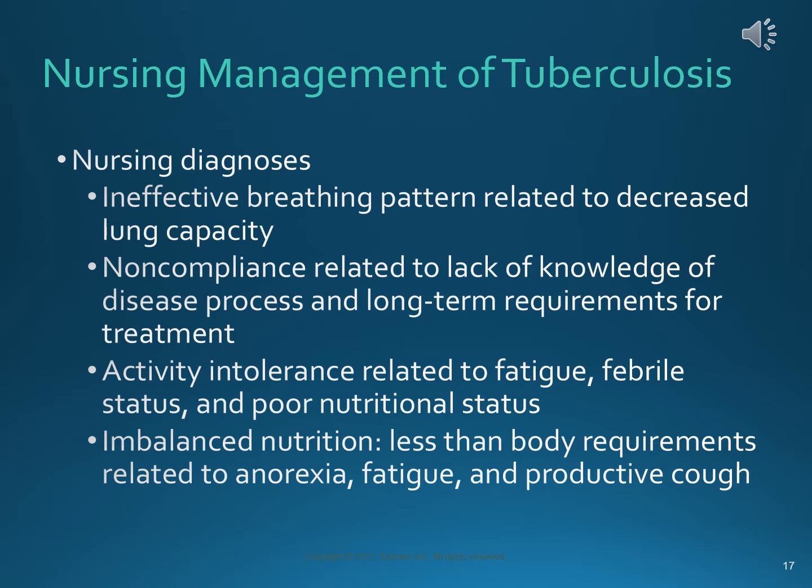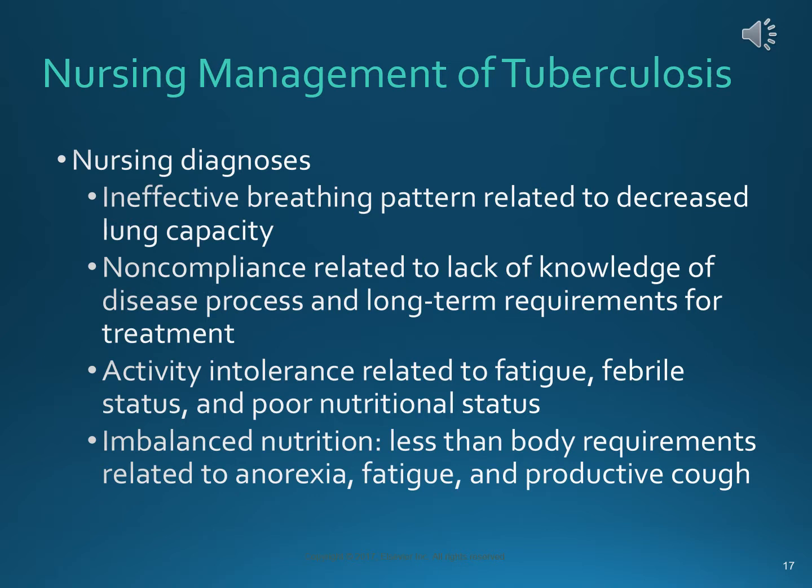If you were writing a nursing care plan for the management of tuberculosis, here are some of the diagnoses that might be used. Ineffective breathing pattern related to decreased lung capacity. Remember, I talked about how the lung capacity is diminished when you have those tubercles because no gas exchange is taking place there. Non-compliance or non-adherence is big because people don't understand the disease process and the long-term requirements for treatment, and they just are not willing to take that much medication for that long a period of time.